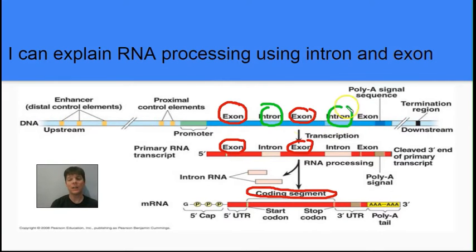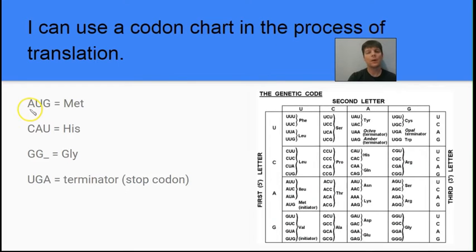The intron sequences are going to be spliced out of the primary RNA transcript. So those are going to be cut out by something called a spliceosome. And our next learning target is to understand how to use a codon chart in the process of translation.